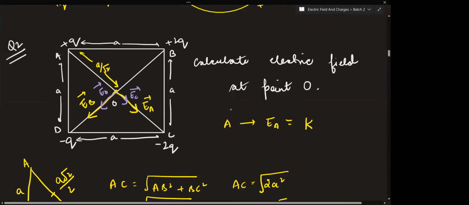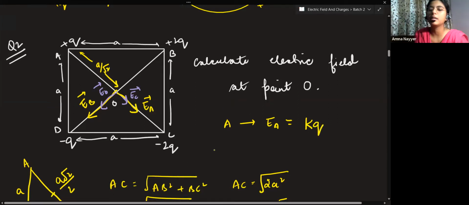Plus Q. Yes, Fatima, it will be plus Q. So it will be KQ divided by R square. Now the separation between the center point which we are calculating and the charge is A by root 2, and whole square of it. Is it clear to all of you? How have we written this?